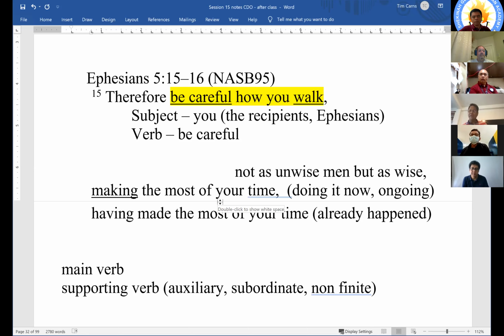Okay. Now, if he had said, be careful how you walk and make the most of your time, now he's giving us two separate commands, two separate statements, two separate ideas. But because he uses the participle, it's one idea with the description of how that idea is to be done. How are you to walk? By making the most of your time.